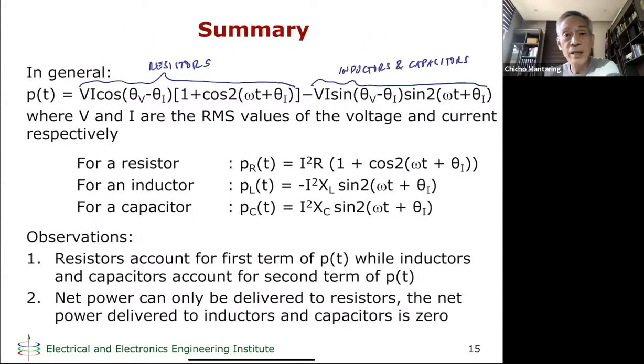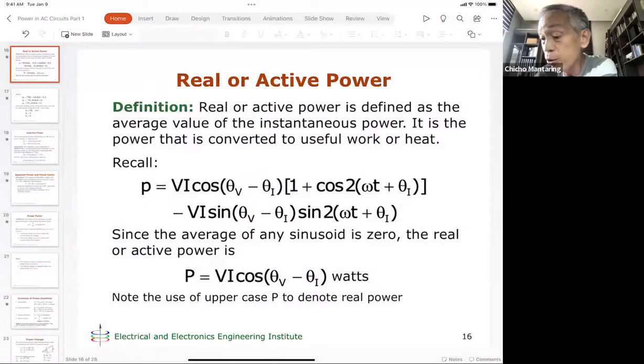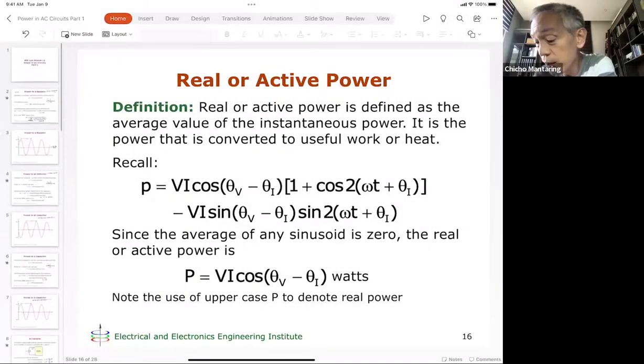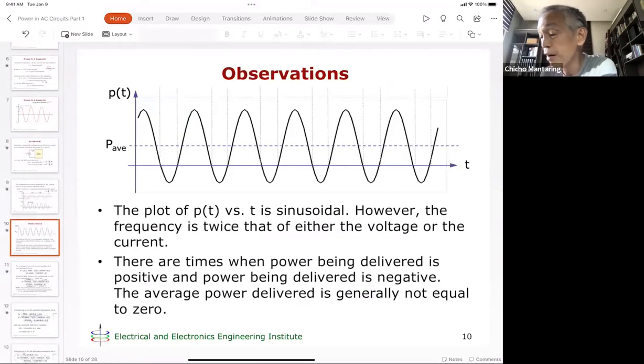Okay, let me now do a series of definitions. First we define real power or active power. Real power or active power is defined as the average value of the instantaneous power. It is the power that is converted to useful work or to heat. Again, I'm going to go back to this graph.